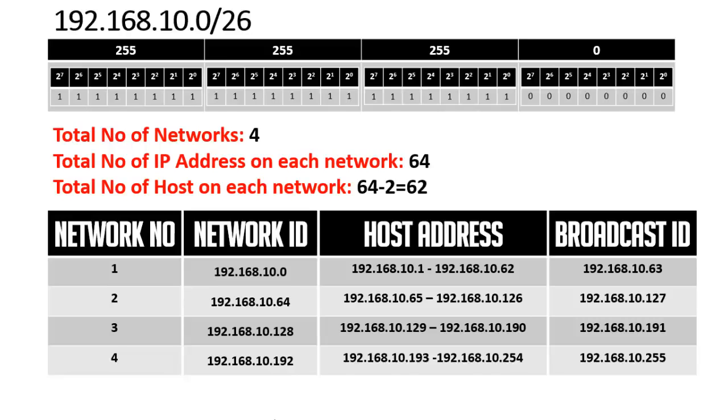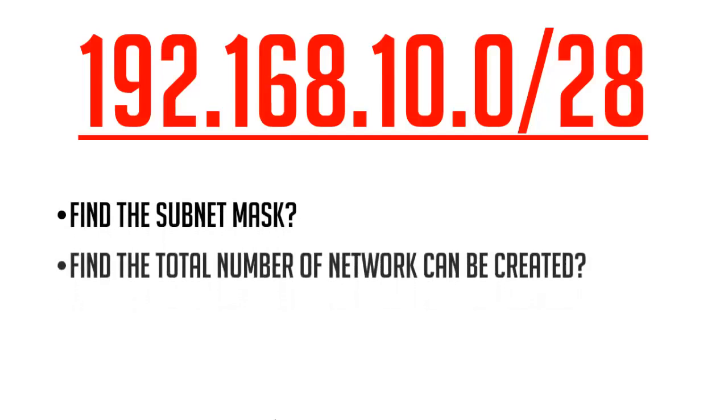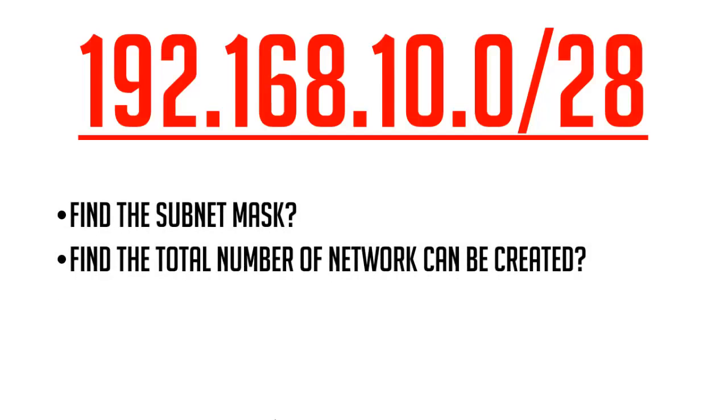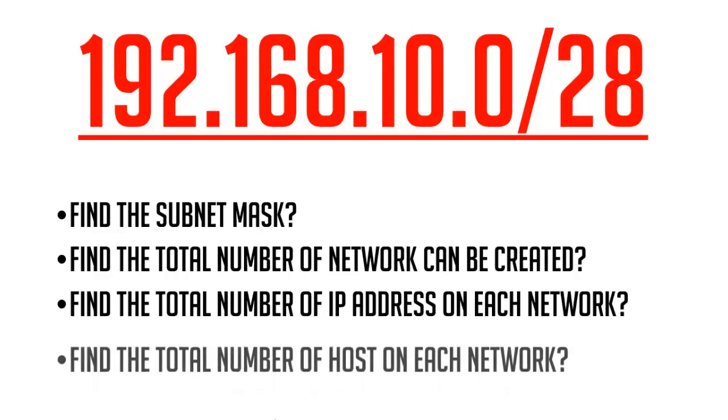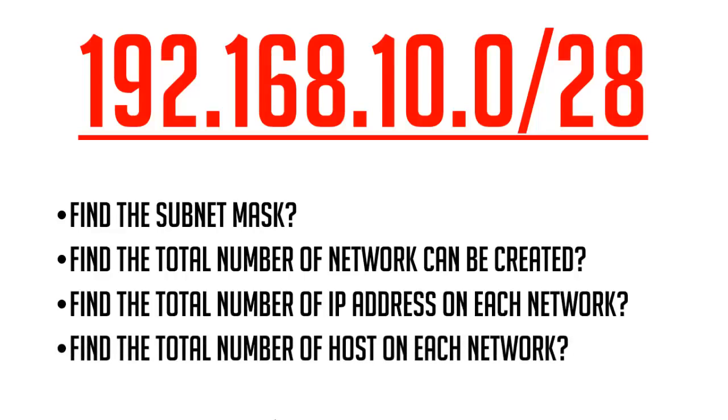Now it's time for the test. Here I'm going to ask a small question. It is 192.168.10.0 with the CIDR value 28. Now tell me guys, what will be the subnet mask for this? Find the total number of networks that can be created from this. Find the total number of IP addresses on each network. At last, find the total number of hosts that can be assigned on each network. Answer this question in the comments section below and let's see whether you are able to pass this test or not.